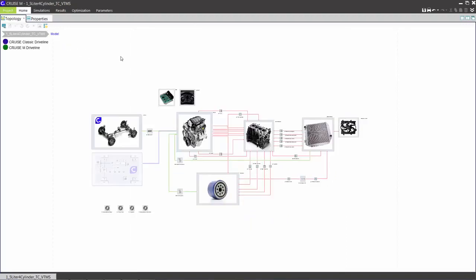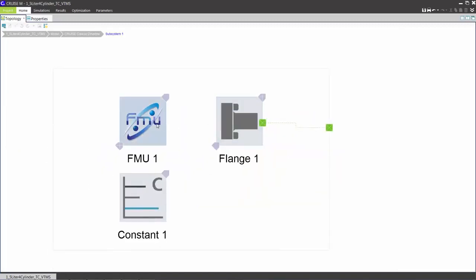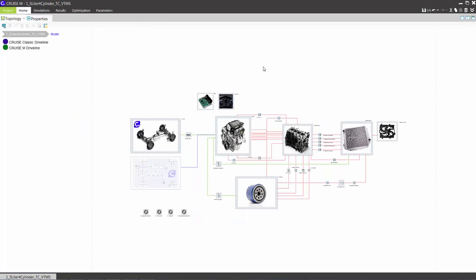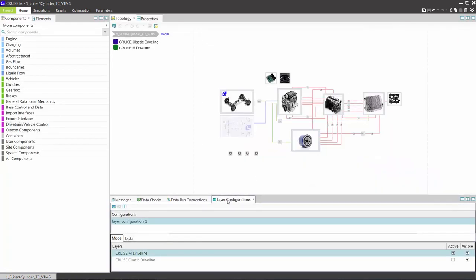At this point, I would like to mention that if you are in need of electrical components for the driveline model, the solution is quite simple. You simply take your old Cruise model, compile it as an FMU, and then using this FMU interface component, import it into Cruise M, hook it up to the flange, and you can then connect the flange directly to the engine, much the same as you would do with a Cruise M driveline. You can switch between the two in a matter of seconds. Using the layer configurations dialog, it is very easy and convenient to switch between different layers.